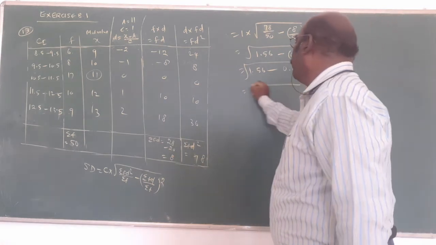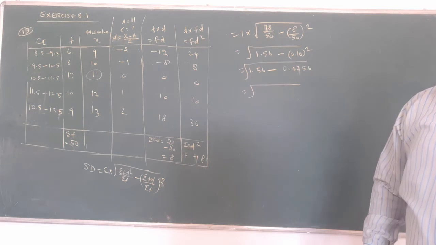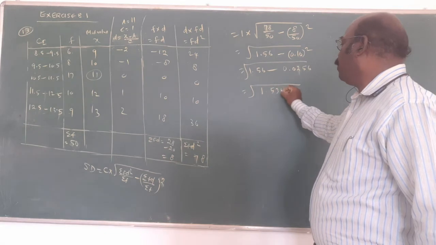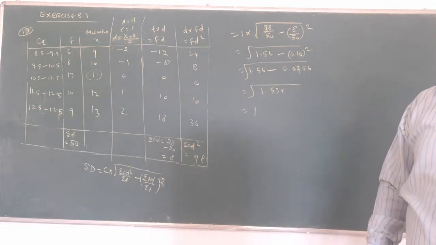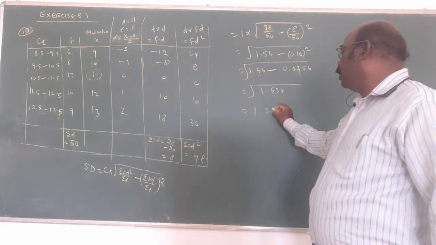Now subtract 1.56 minus 0.0256 is equal to 1.534. Then the square root of this one is 1.213. 1.213 is the answer.